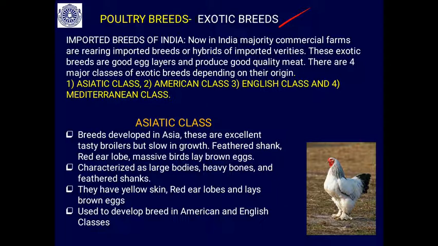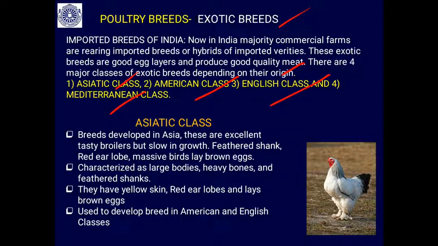They are very good egg layers, around 300 to 350 eggs per year in the case of White Leghorn. They may also yield good quality meat. There are 4 major classes of exotic breeds. They are classified depending on the place they are developed: Asiatic class, American class, English class and Mediterranean class. Asiatic class, what are the main features?